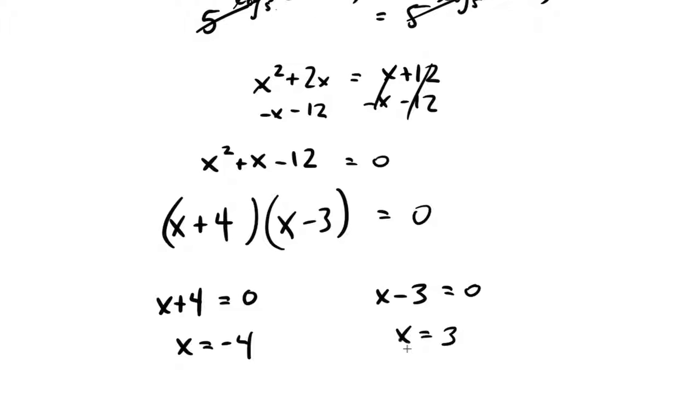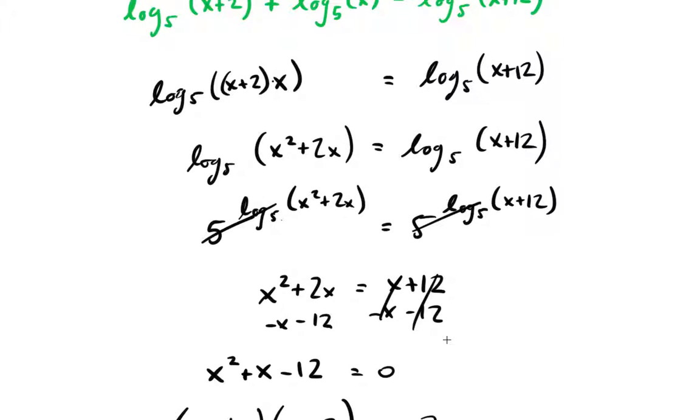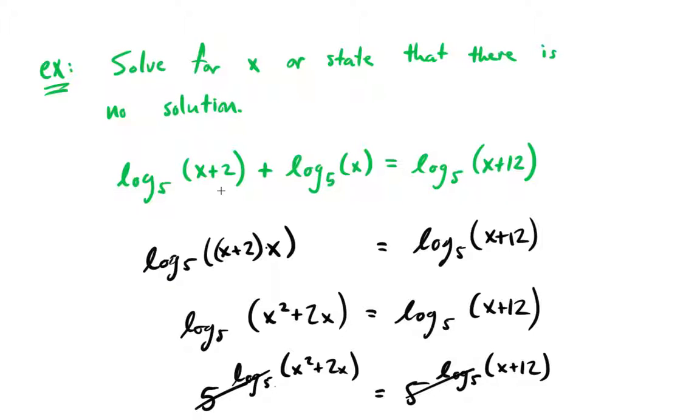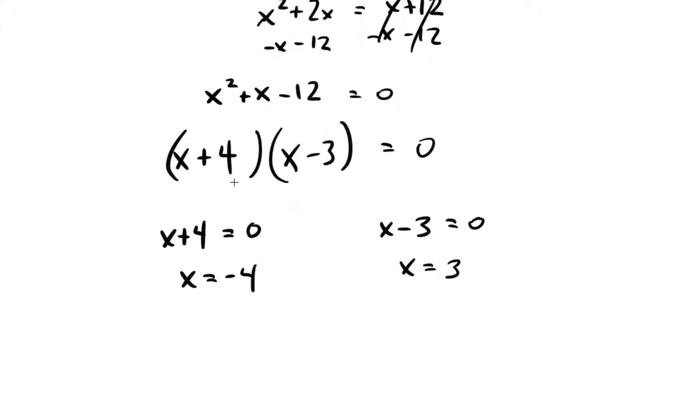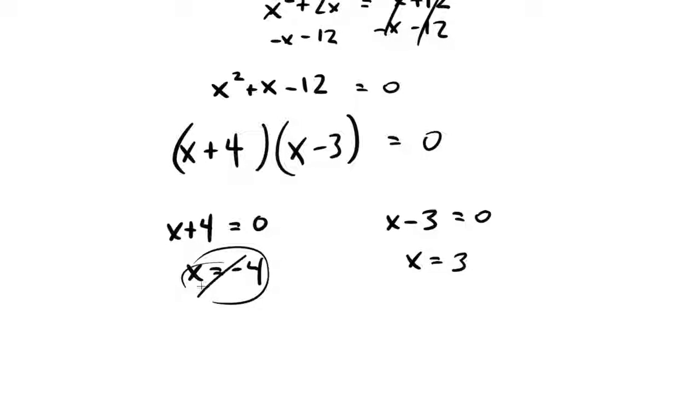And here's where you have to be careful to make sure that these answers actually make sense. Okay, so negative 4 and 3. Let's go back up to the original. If I plug negative 4 into this, for example, I get negative 2. That's no good, right? That makes the inside of this logarithm negative. And all it takes is for it to mess up one. Okay, so this is not a valid answer.